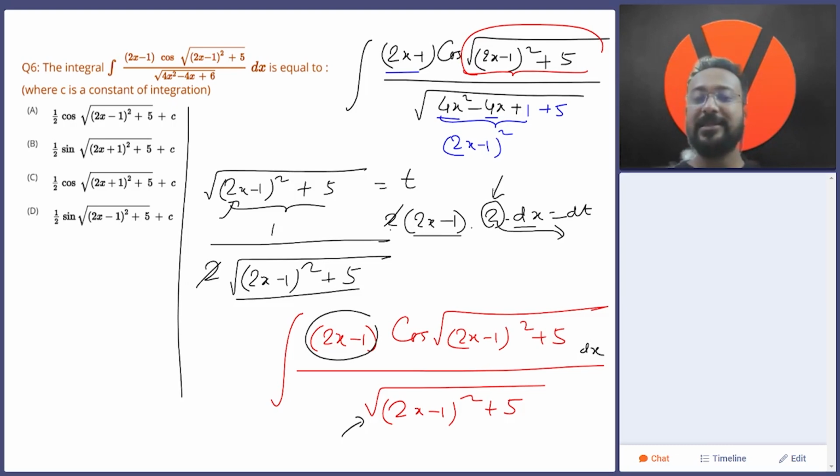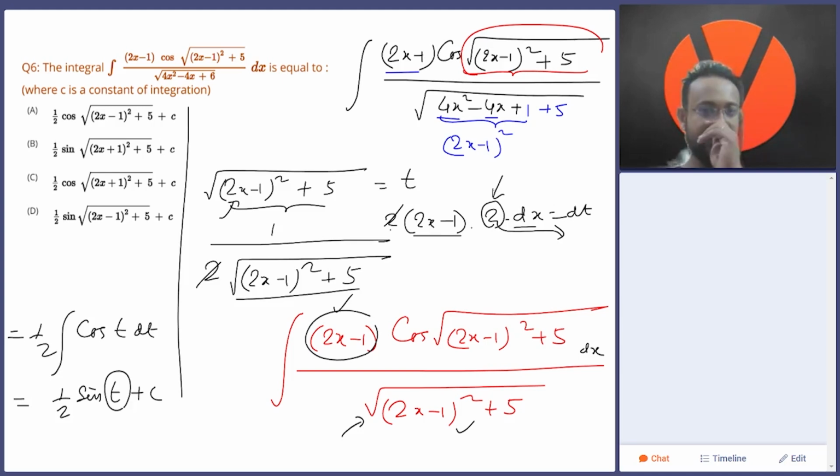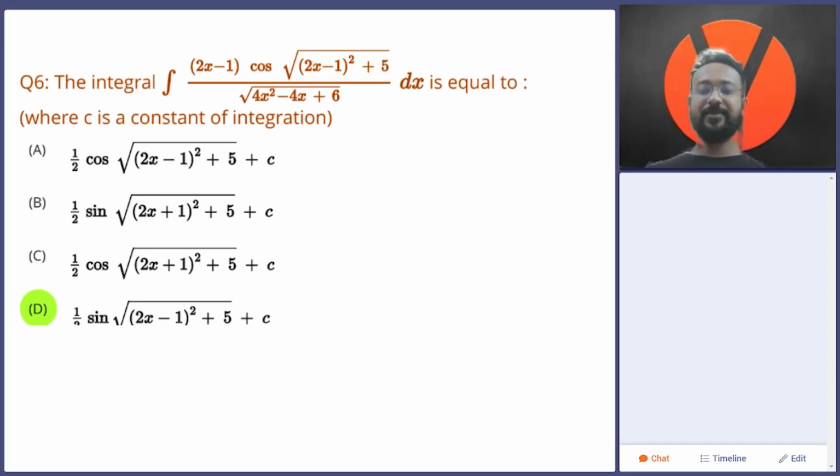Yes. So I think, sir, it will become half of integral. This is gone, dx is gone, and cos of t dt. Is it a lollipop integration? So half of sine t plus c. What is your t? You can see very clearly that t was your root 2x minus 1 whole square. So half of sine of root 2x minus 1 whole square plus 5, beta. So I think d should be your correct answer. Very simple question. Yes or no?